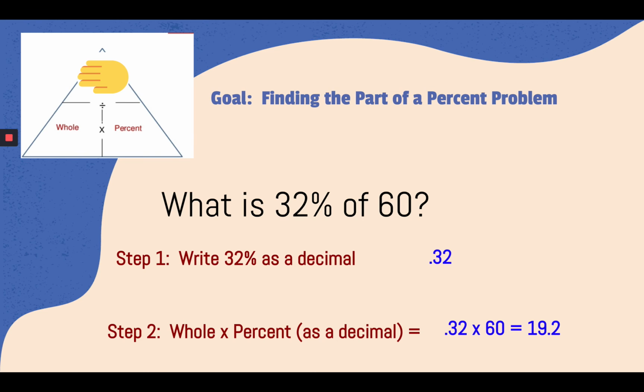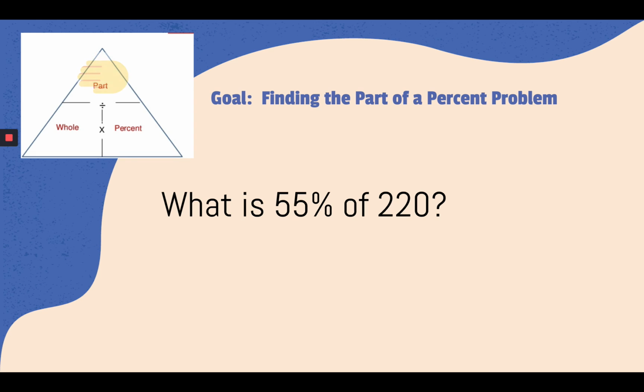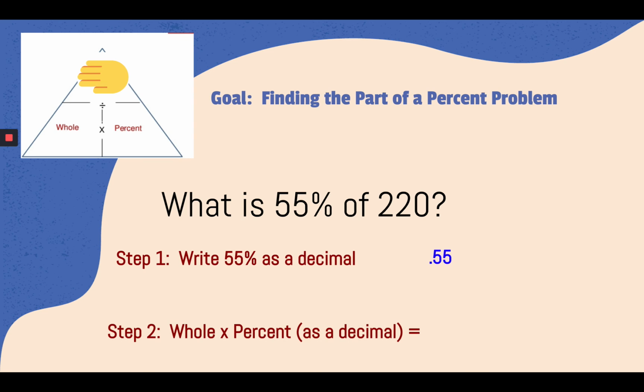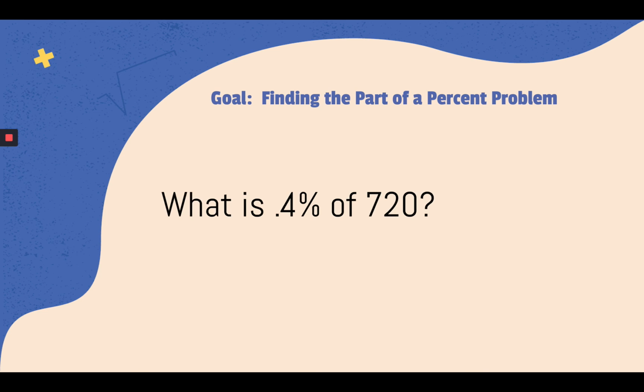Let's do another one. What is 55% of 200? Okay. Cover up what you're looking for. You're looking for part. All day today you're looking for part. Whole times percent. So write 55% as a decimal, 0.55. And then it's whole times percent. 0.55 times 200 is 110. Let's do another one. We're going to do 5 of these total.